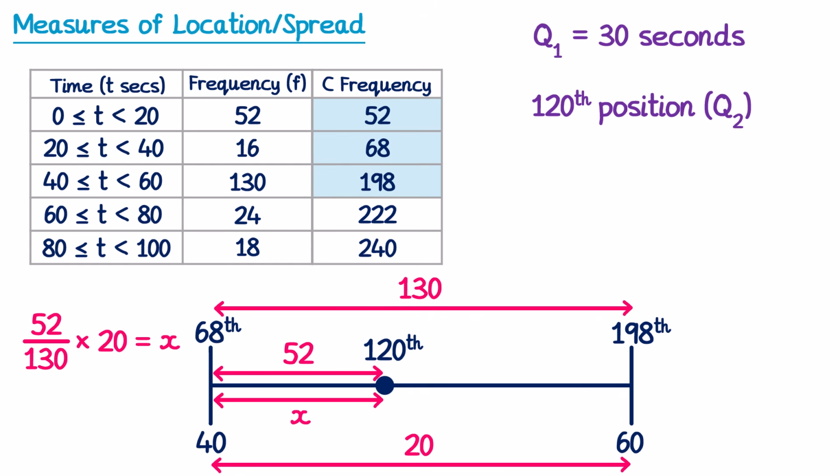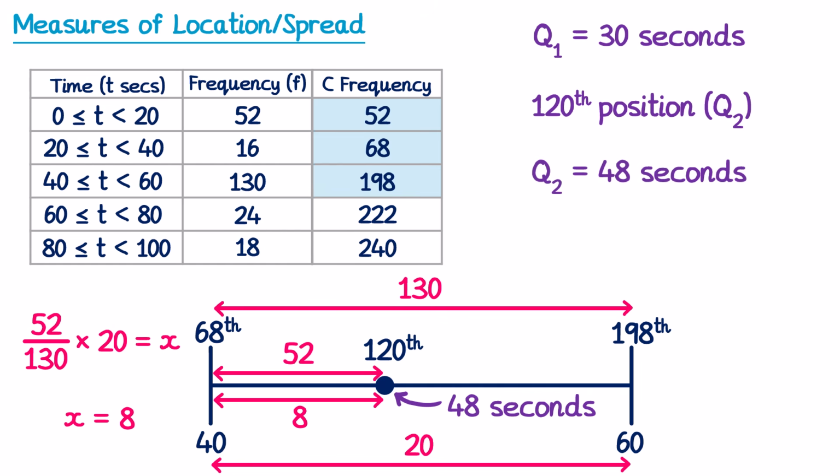If you type this into your calculator, you find that x is equal to 8. So we can replace x with 8 on our diagram. This means the 120th value is 8 seconds through this interval, and this interval starts at 40. So we can find this value in terms of time by doing 40 plus 8, which is 48 seconds. So our estimate for the median using linear interpolation is 48 seconds.